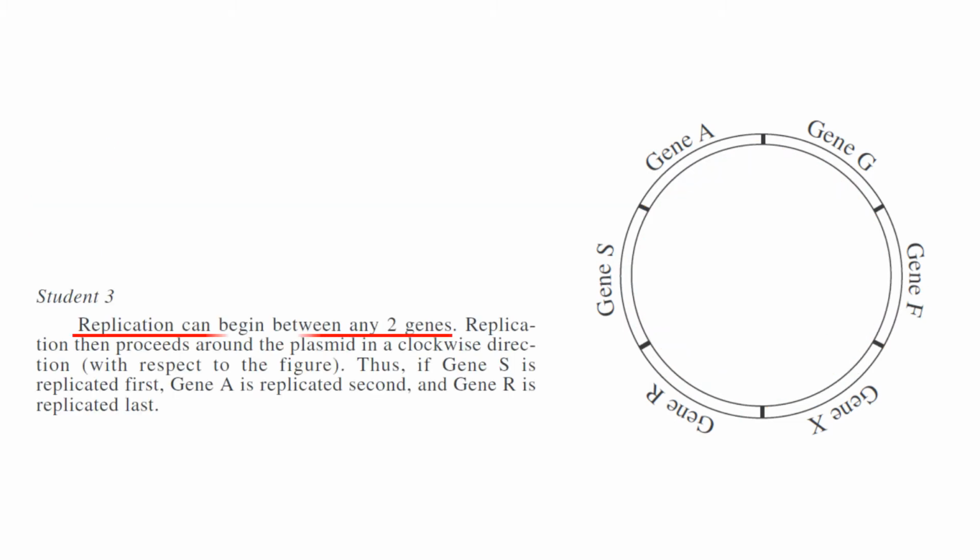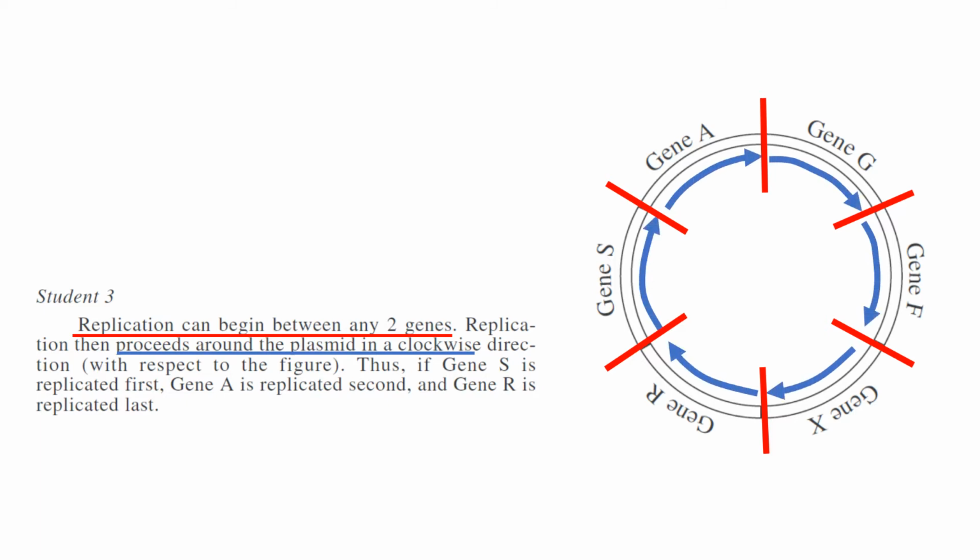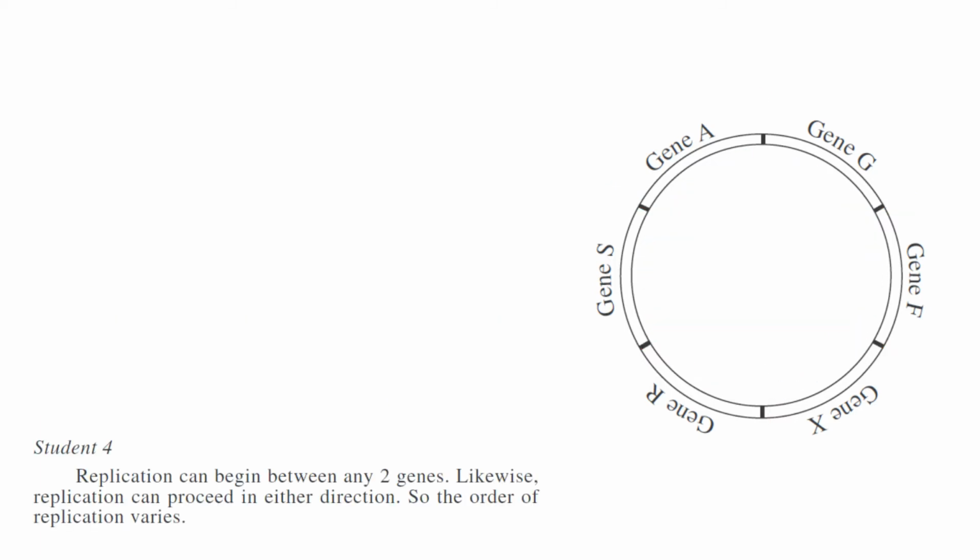Student 3, replication can begin between any 2 genes. Just draw lines between any 2. It proceeds around in a clockwise direction. So I'm just going to draw arrows all the way around. And then student 4, replication can begin between any 2 genes again. So the same as student 3. So student 1 and 2 are similar, and student 3 and 4 are similar. So lines again.